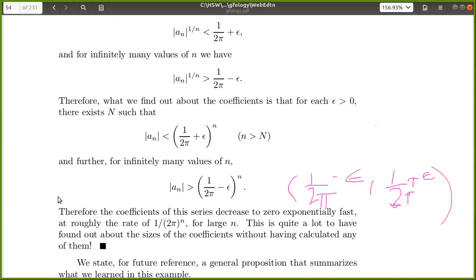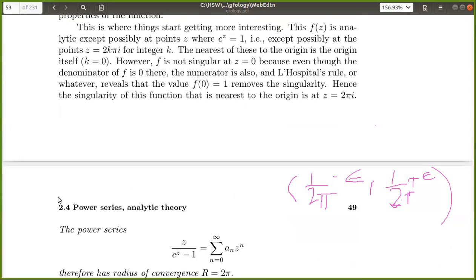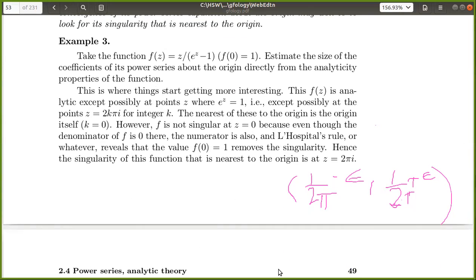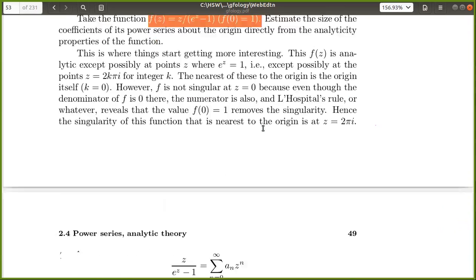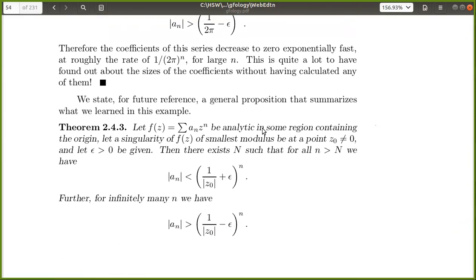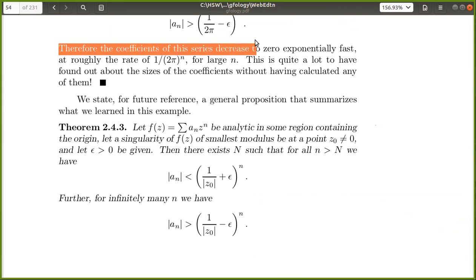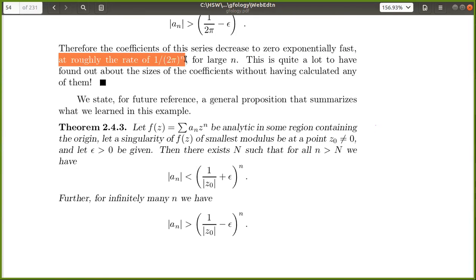Okay, so you saw how powerful this is. Even without knowing what these coefficients are, just from the series with which we started, we started with just this much information, and that is all, nothing else. And we have arrived at this conclusion that the coefficient of the series decreased to zero exponentially fast. We are even able to tell you the rate of this decay.